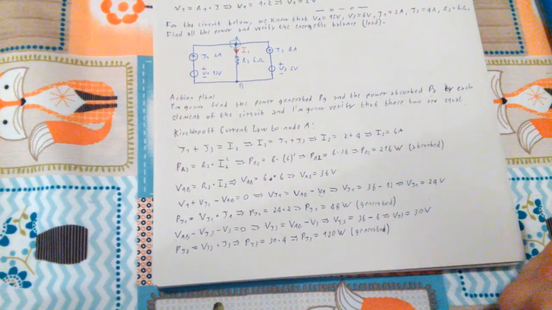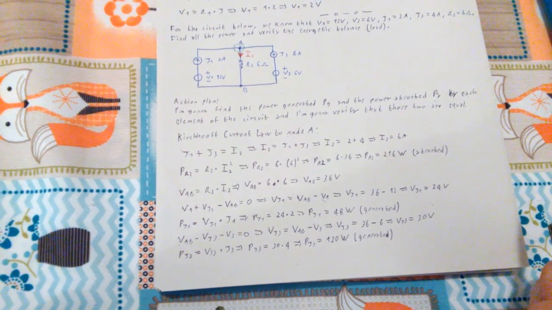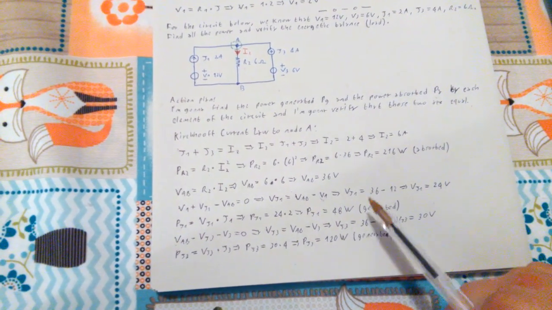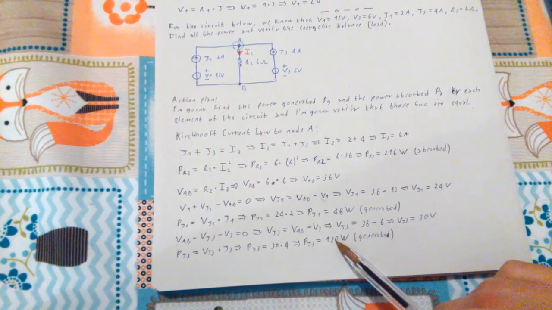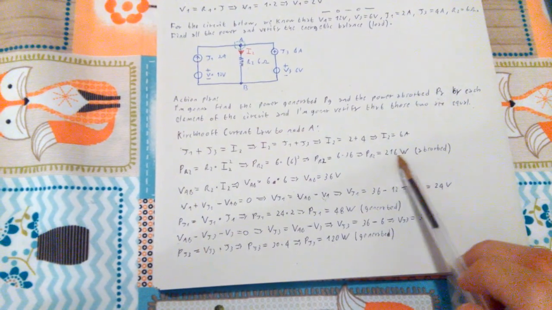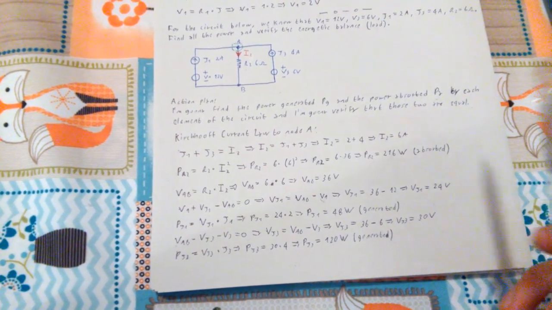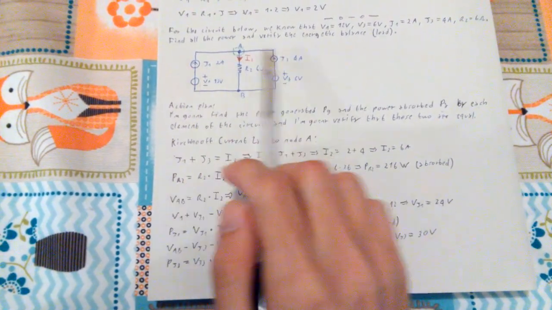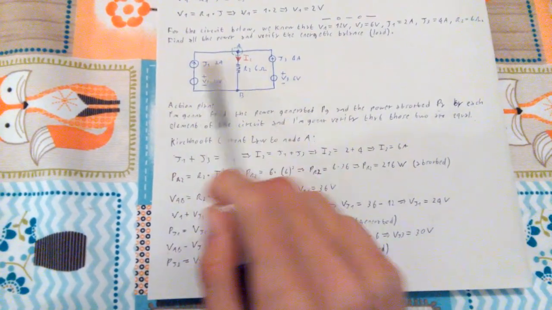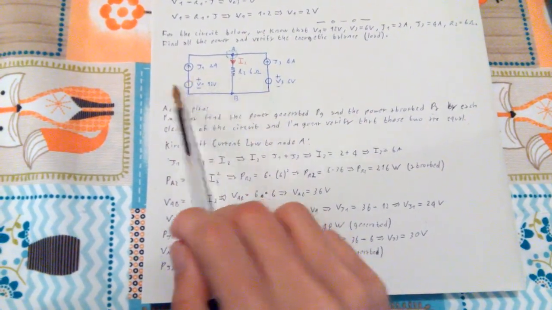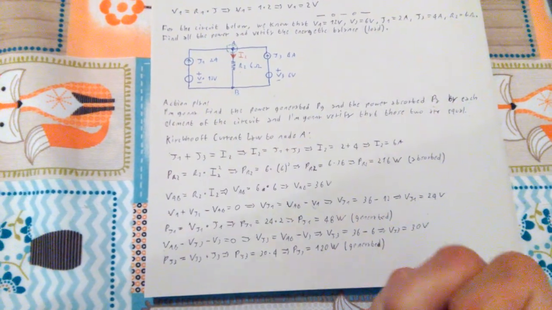I know what you're thinking. You're saying, okay, but we have 120 plus 48, and this is not equal to 216. There's something missing here. Of course there is. We have just calculated this on the current generators. We gotta calculate this on the voltage generators as well, of course.